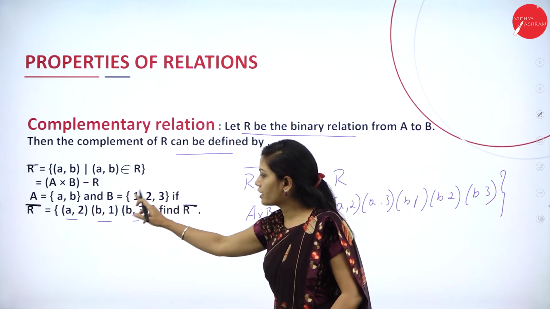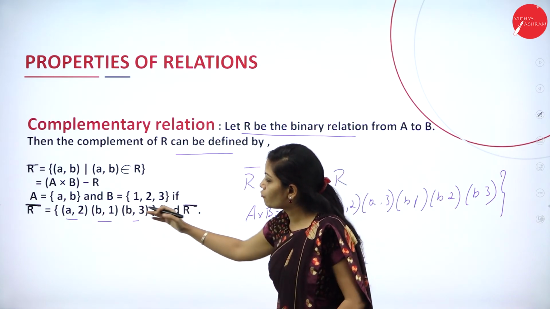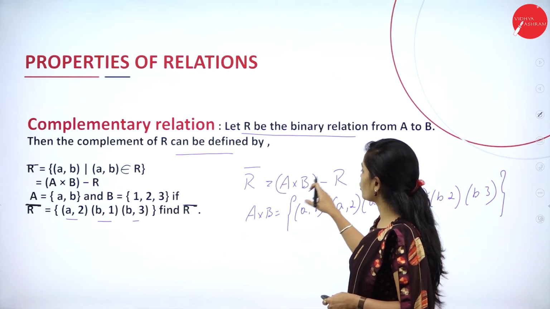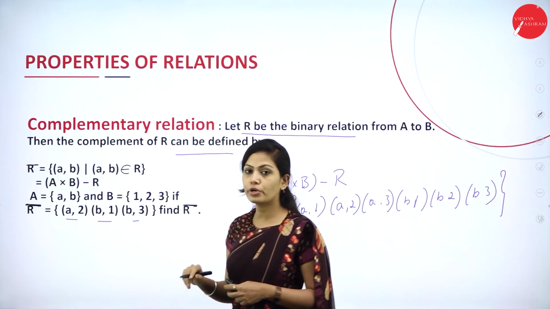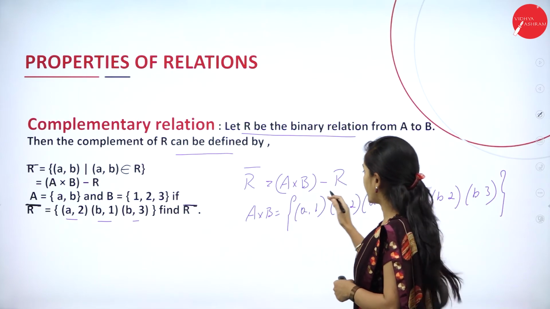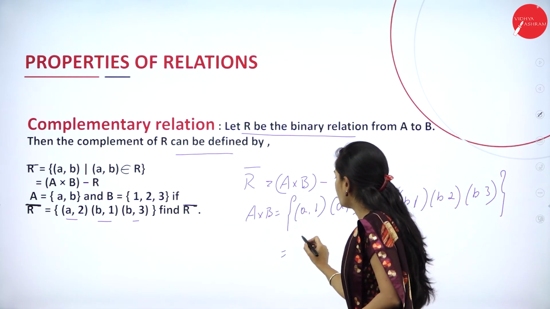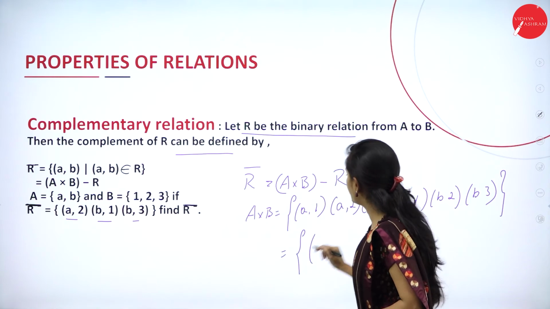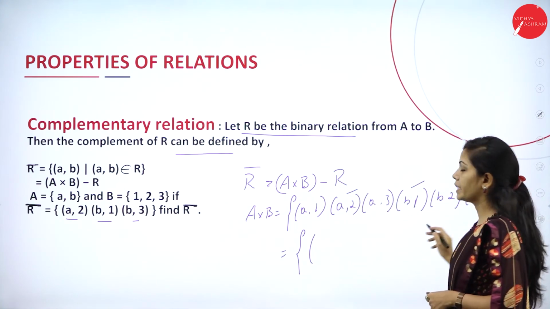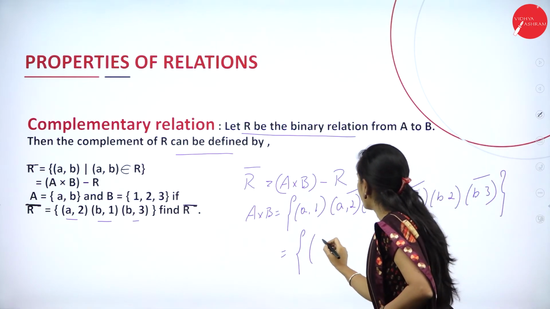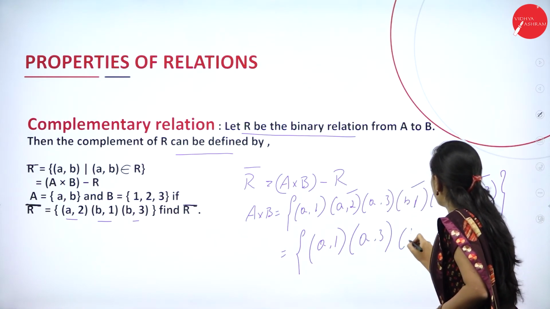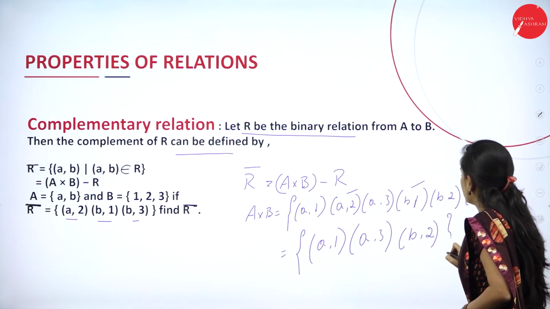First find A cross B. Then find R complement. So what is R complement? A cross B minus R. So in a given relation we have (a,2), (b,1), (b,3). Except this we can write the remaining values of A cross B. So you just skip (a,2), (b,1) and (b,3), then write the remaining of A cross B, that is (a,1), (a,3) and (b,2). This is your answer to this question.